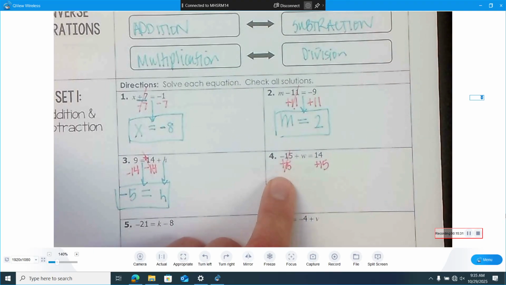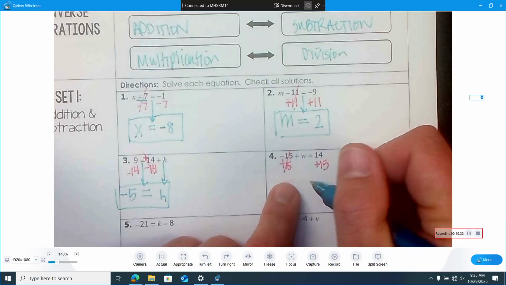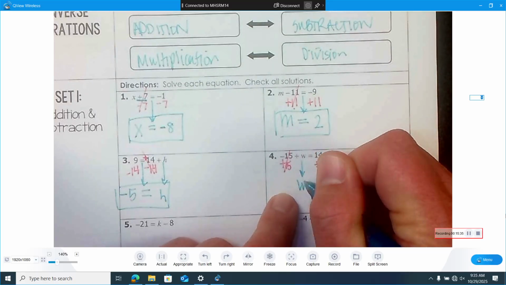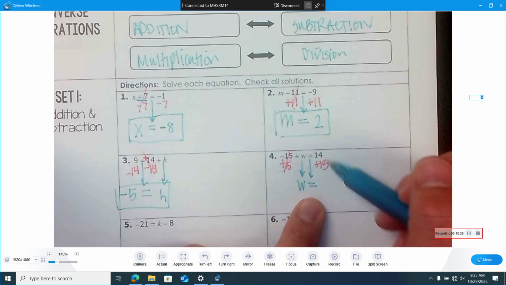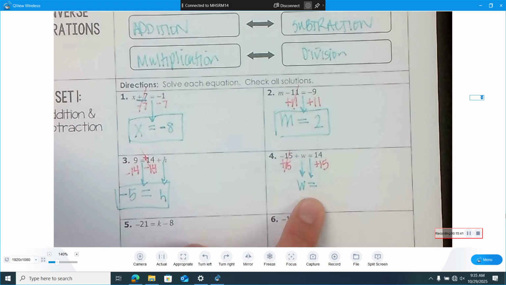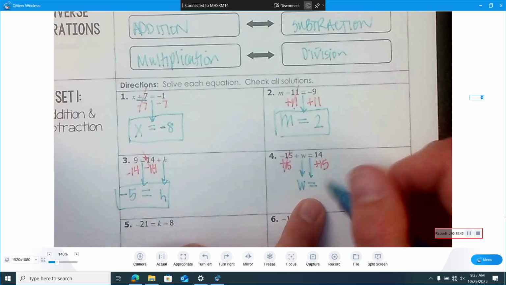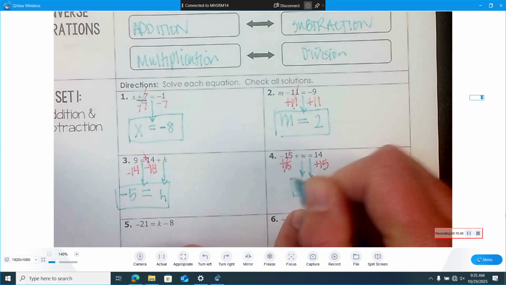-15 and +15 makes a 0. And we're left with just that W. And my equal sign comes straight down. And we have 14 plus 15. What is 14 plus 15? 29. All right.